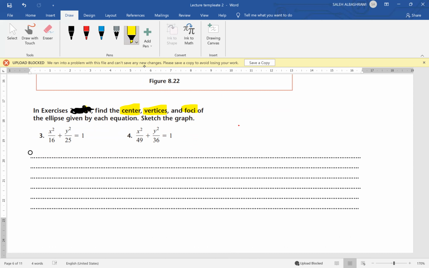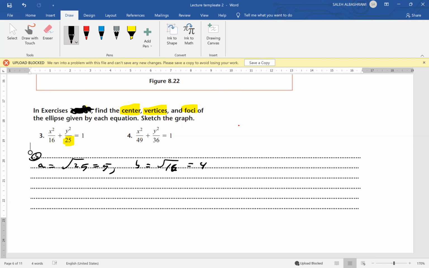We can see the larger one is 25. The larger denominator, 25, is under the y variable. So this is a vertical ellipse. From this one, we can find A. For question number 3, A equals the square root of 25, which is equal to 5. B equals the square root of 16, that is equal to 4.